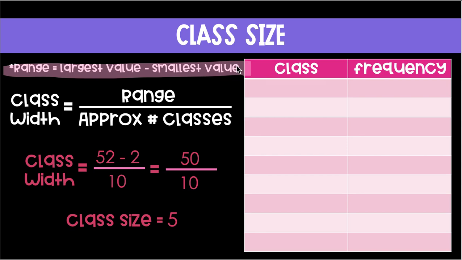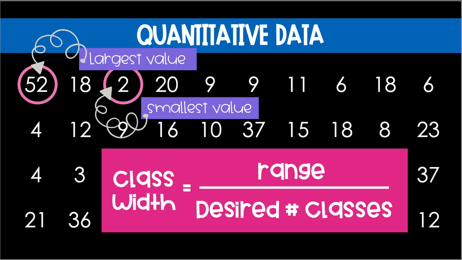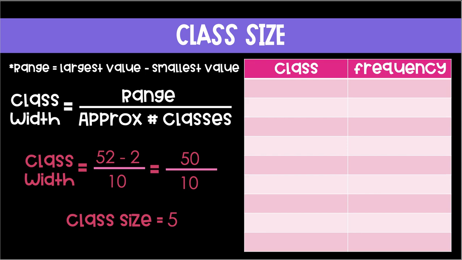This is how you find the range, and this is our formula. Since our largest value in the data set was 52 and our smallest value was 2, I'm just going to divide 52 minus 2 by my desired number of classes. Let's suppose I want to have 10 classes. 52 minus 2 is 50. 50 divided by 10 is 5. Each one of my class widths will be 5.